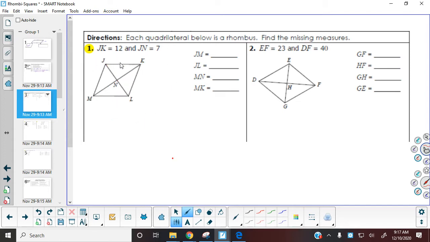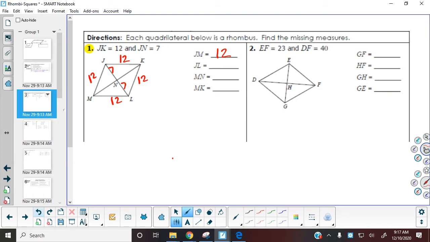Okay, so if we look at the segments, if JK is 12 and we know it's a rhombus, all of these sides will be 12. So we can go ahead and say JM is 12. If we look at JN being 7, because it's a rhombus, a special type of parallelogram, we know that that diagonal is bisected. So if that's 7, the other piece here will also be 7.